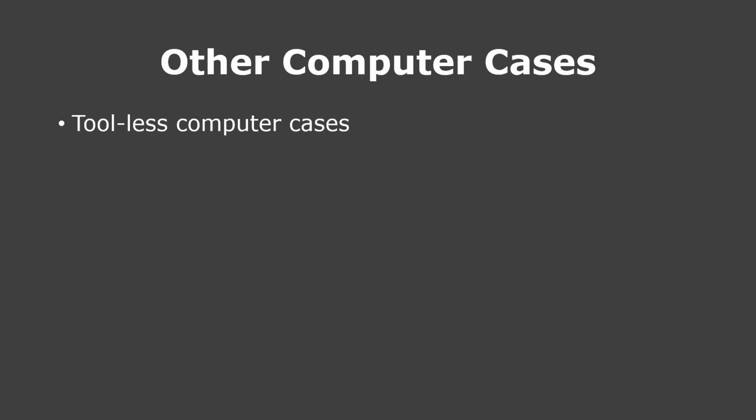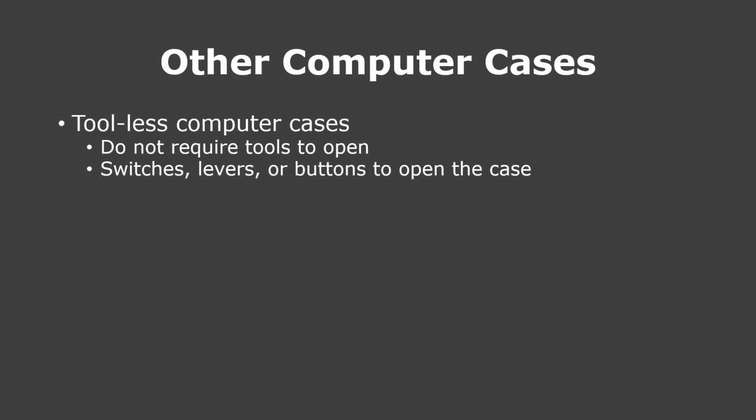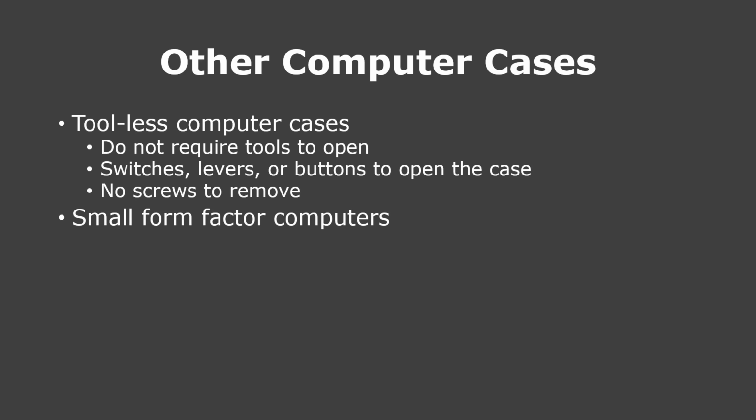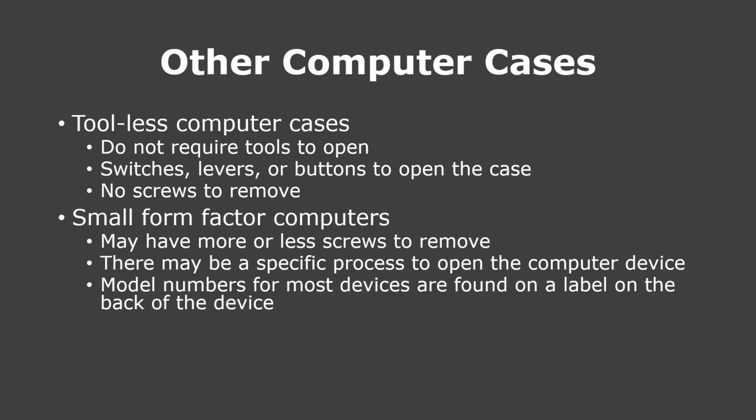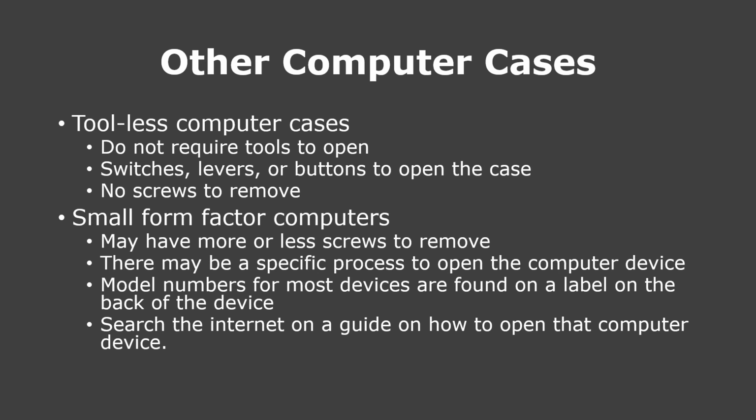Sometimes you may run into toolless computer cases, which are awesome. They only require flipping switches, levers, or buttons to open the case instead of removing screws. In the event that you have a small form factor computer, like a computer the size of a college textbook or smaller, there may be more or fewer screws to deal with, and a different process to access the internals. In this scenario, you may need to look up the model number of that device, which is generally found on the back on a label, and Google how to open up that computer.